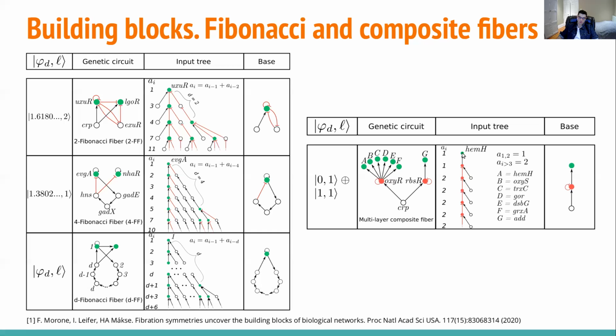Now the input tree of the green node is just one red node here, and the red node after that has an input tree of 1, 1. So this small input tree is 0, 1, and this one is 1, 1, and therefore we call this 0, 1 plus 1, 1. So this is a composite fiber, which is classified like this. Now, this is as far as building block definitions.